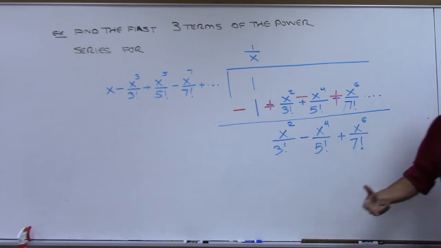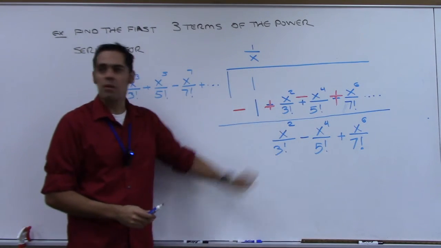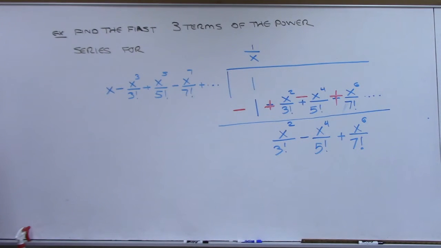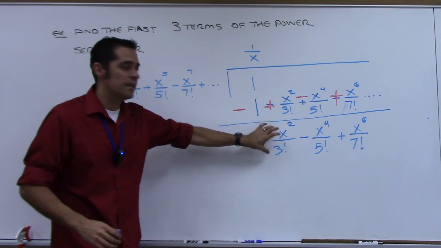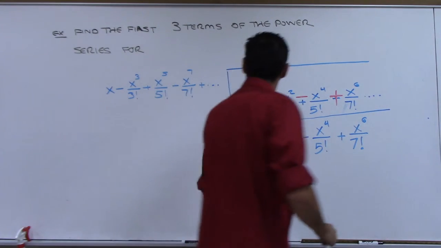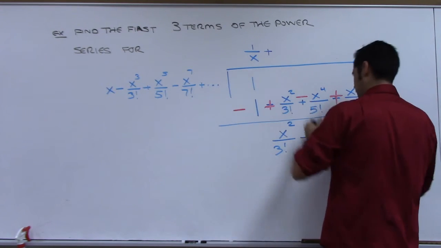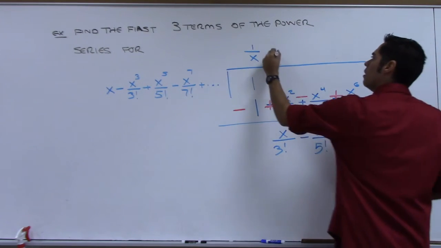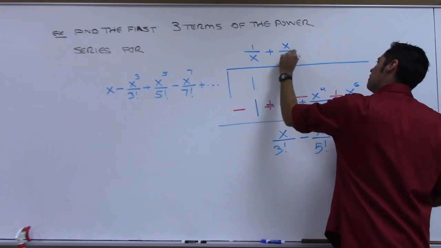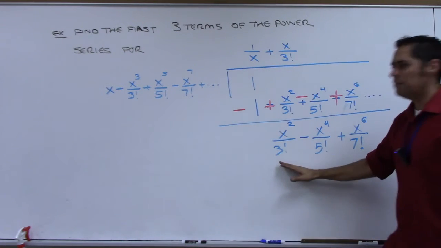And we go again. What do you have to multiply x by to turn it into x squared over 3 factorial? X over 3 factorial, right? I multiply this x times x over 3 factorial, I'll turn it into this. So my next term is x over 3 factorial. And if I multiply this times this, I should get this, right?